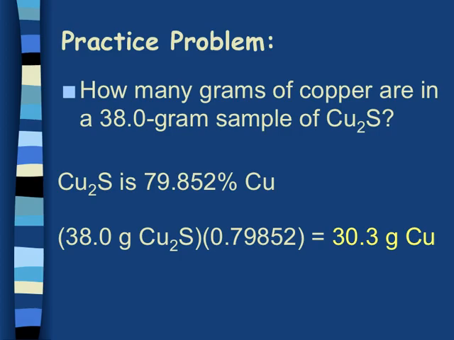Did I do my math correctly? Yes. Okay, good. So we have 30.3 grams of that sample is copper. That should make sense. About 80% of a 38-gram sample, 30 grams. Sure. So I should be able to extract 30 grams of copper out of that sample through some chemical means. Okay? That's another example of a problem. I have another one for you.